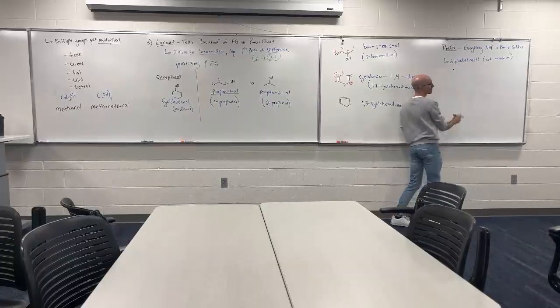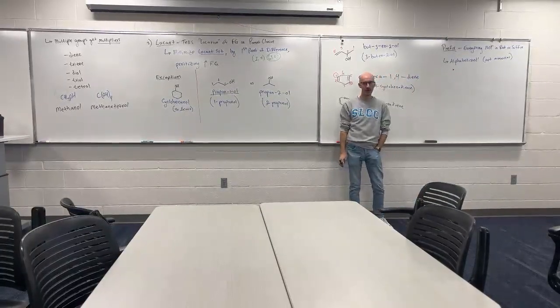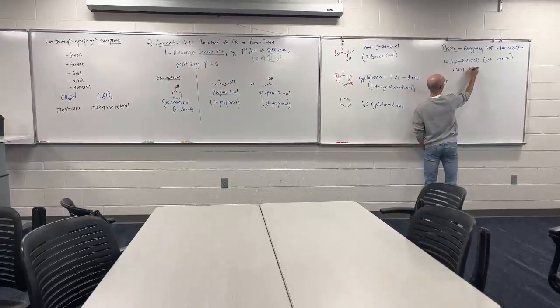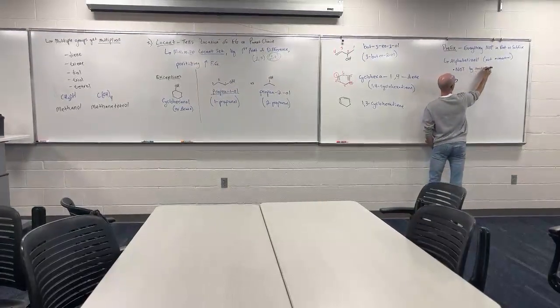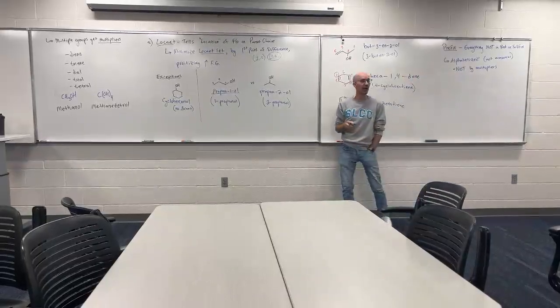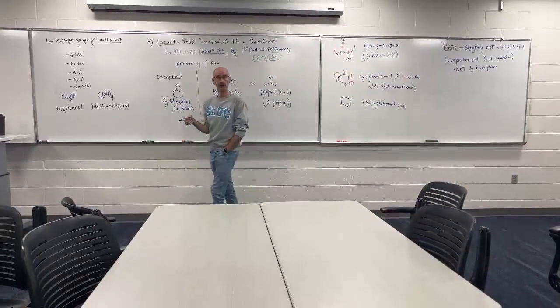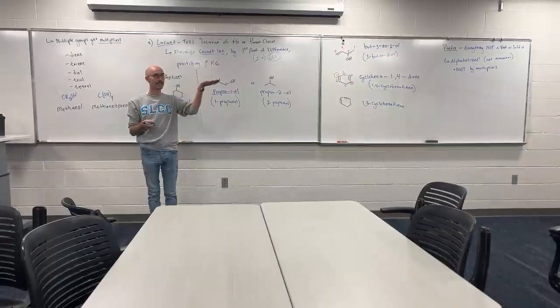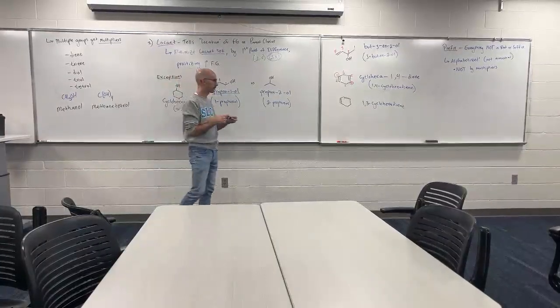A subpoint about alphabetized. It's not alphabetized by multipliers. So if you have dichloro, it's alphabetized by C for chloro. I'll put that example up here.